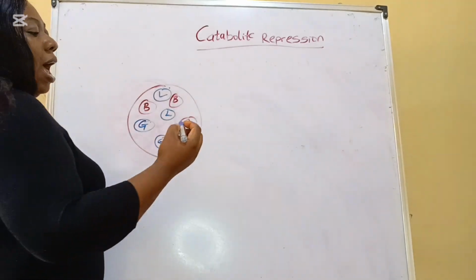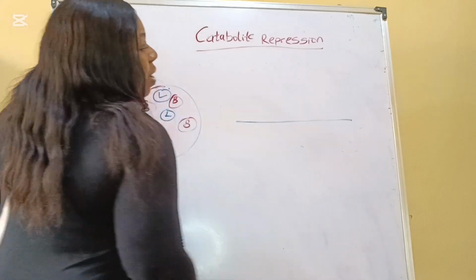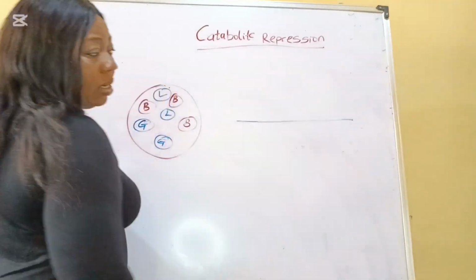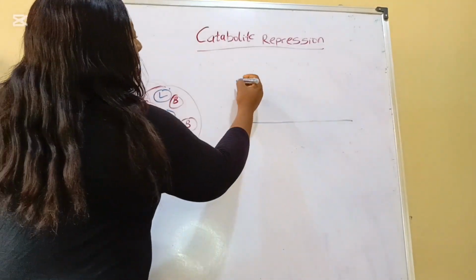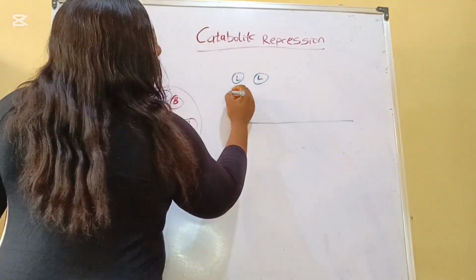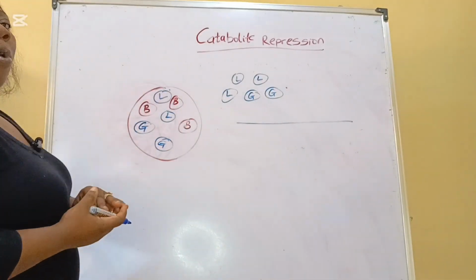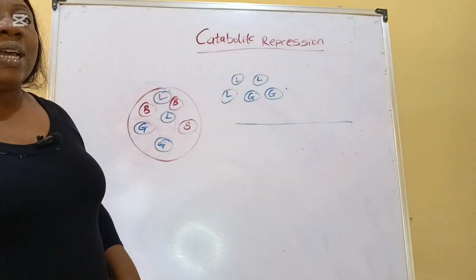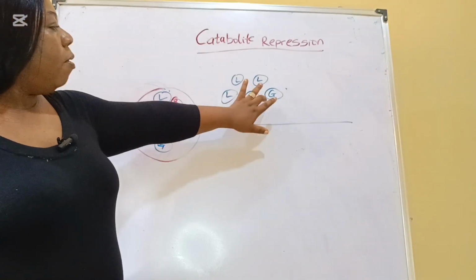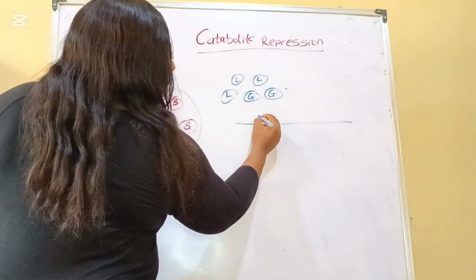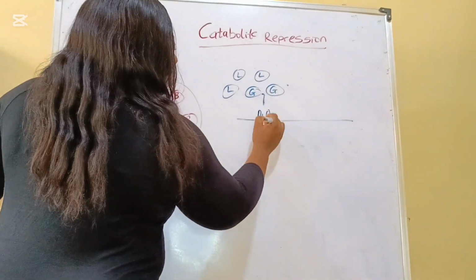Now let's try and expand it. Let's say this line is our bacterial cell. This is the inside of the bacteria. This is the outer part of the bacteria. And we said here we have lactose, we have glucose also. Now, what will happen in catabolite repression is that there will be uptake of this glucose into the cell with the help of glucose transporter. So glucose transporter enhances the uptake of this glucose into the cell.